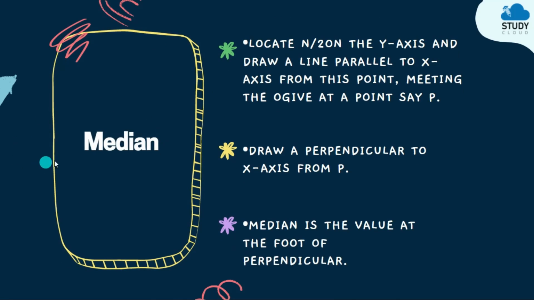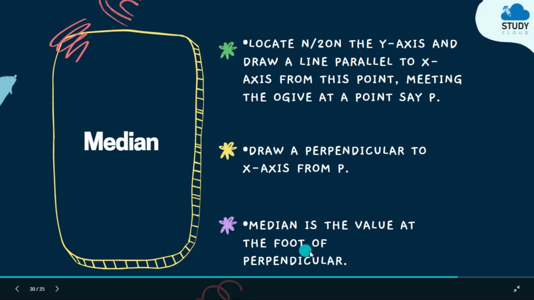Then the median. How to find the median here? Locate n upon 2 on the y-axis and draw a line parallel to the x-axis from this point, meeting the ogive at a point, say P. Draw a perpendicular to the x-axis from P. The median is the value at the foot of the perpendicular.